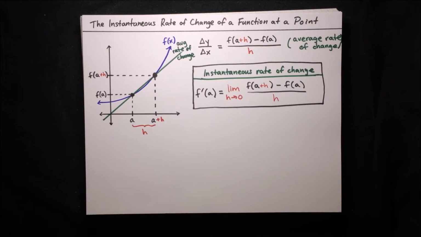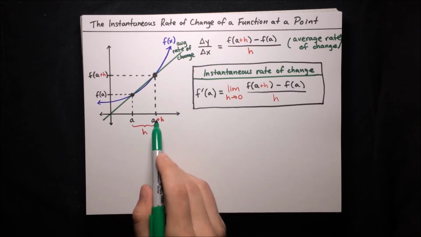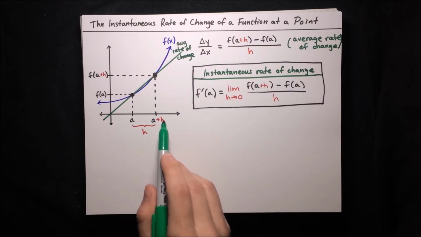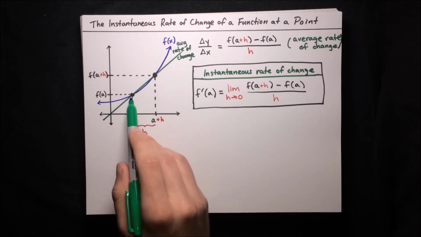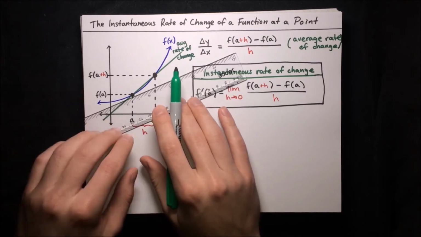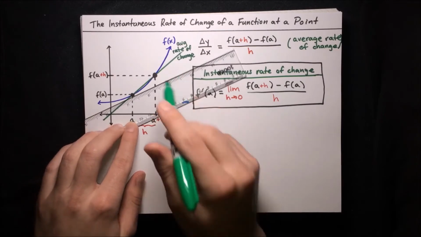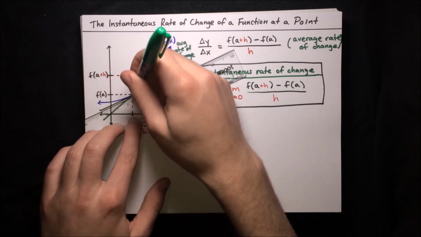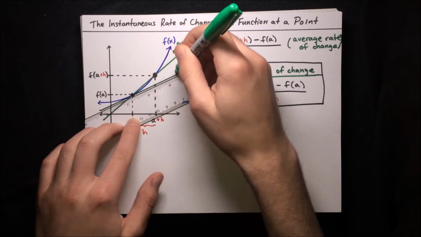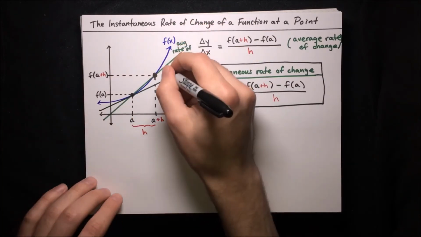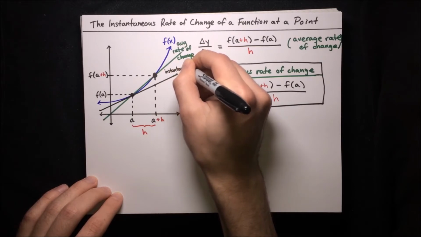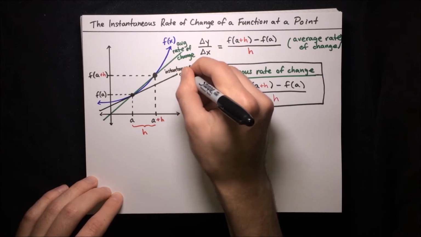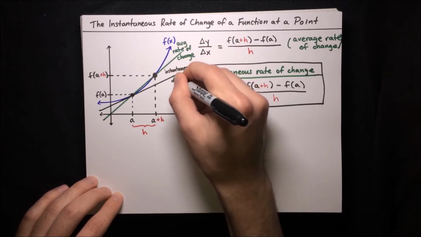Now, as we let the length of this interval go to 0, the point at a plus h approaches the point at a, and thus the secant line becomes closer and closer to the tangent line through the point a, which we'll draw here. So here is the tangent line at the point a. So this line here is the instantaneous rate of change.